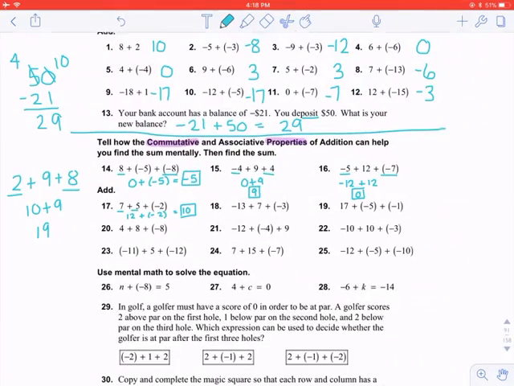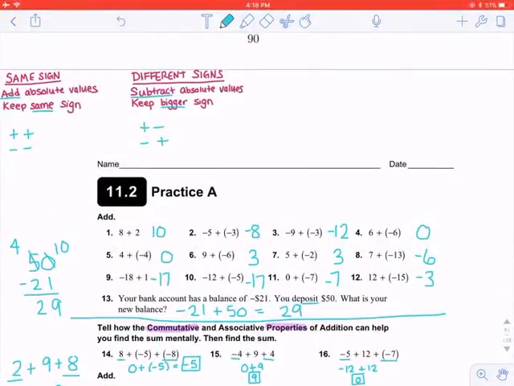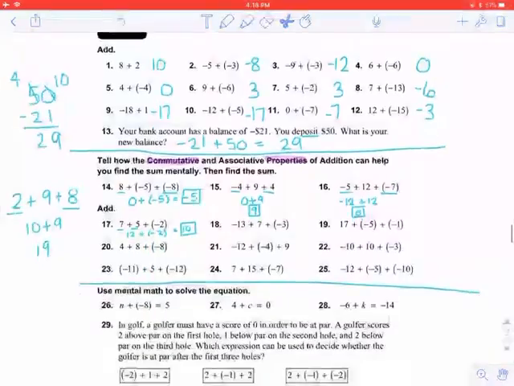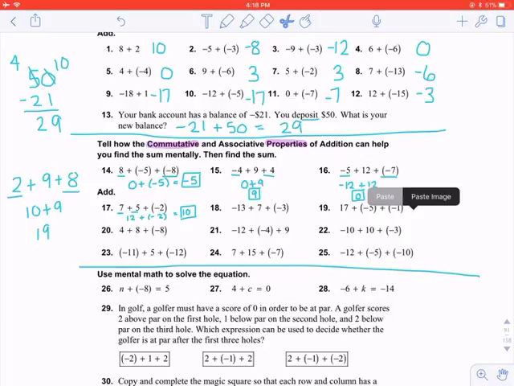Pause the video and complete this section through 25. Come back when you're ready to go over it. All right, hopefully you're ready to go over it. I'm going to copy and paste our rules down where we're working, so that way I can explain them a little bit easier. So I'm just going to put them right over there.